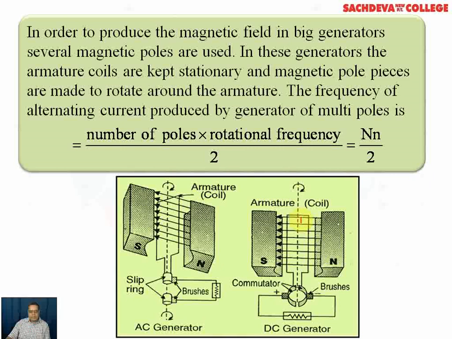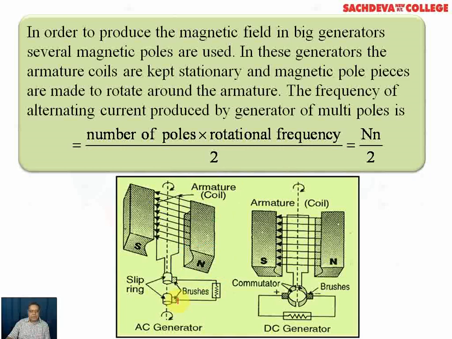So, in the DC generator, the armature coil, the commutator, and the brushes are indicated, but in the AC generator, instead of a commutator, a slip ring is indicated. So, there is a slip ring, brushes as in the DC generator, and the south and north poles are concave pieces, and the armature coil is again adjusted between the south and north poles, and the north pole is emanating the lines of force.